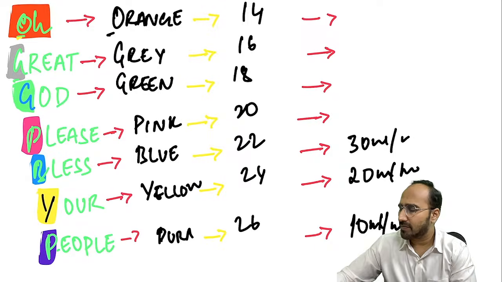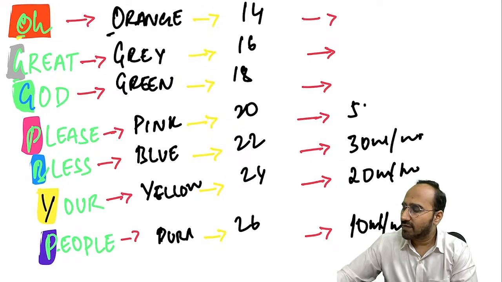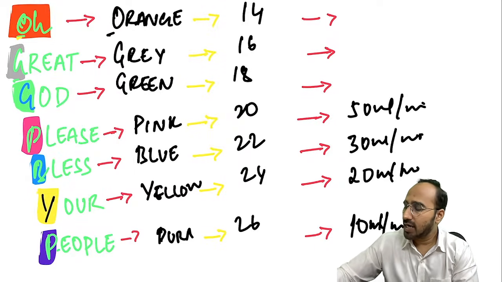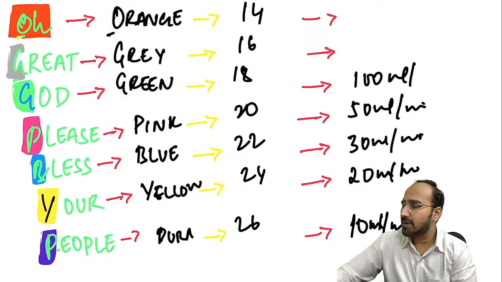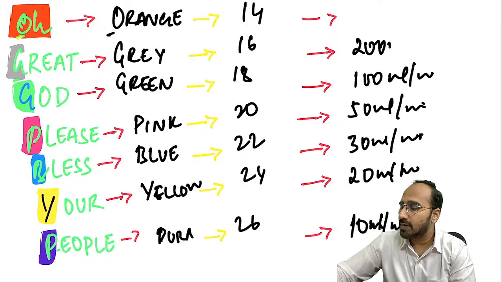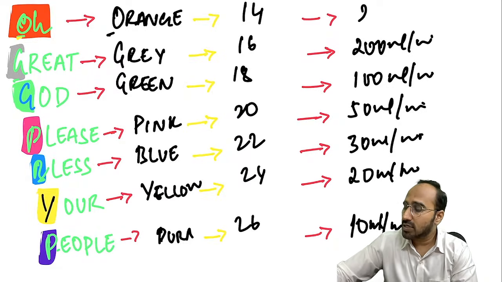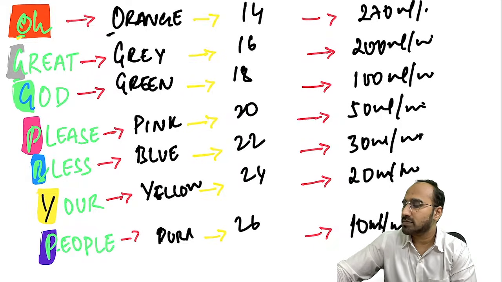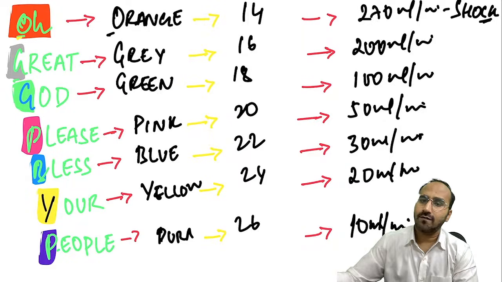20 gauge, 50 ml per minute. 18 gauge, 100 ml per minute. 16 gauge is wide bore, more wide bore, so 200 ml per minute. 14 gauge, 270 ml per minute. Normally for shock-like conditions we use 14 gauge.